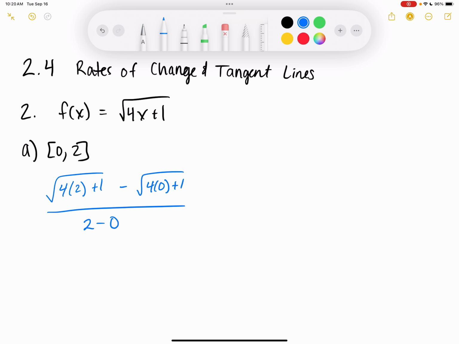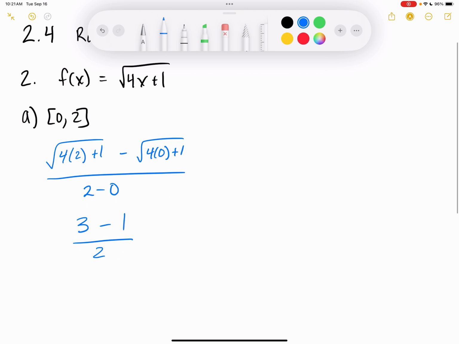So that gives me 8, 9. So square root of 9 is 3 minus square root of 1 is 1, all over 2. So that ends up just being 2 over 2, which is 1. So the rate of change at that value is 1.